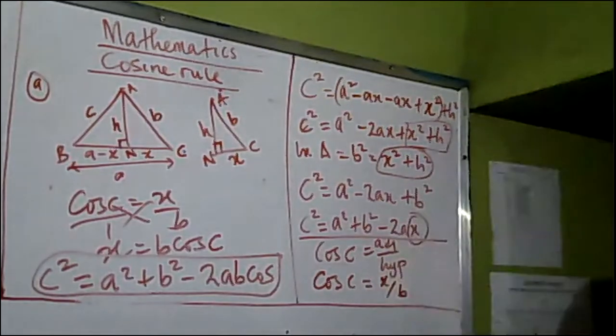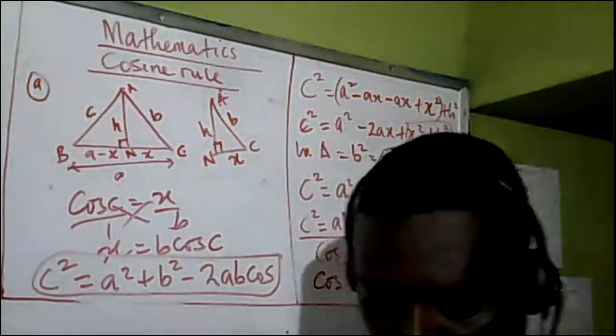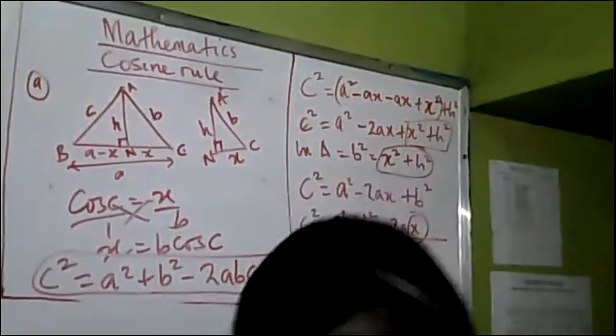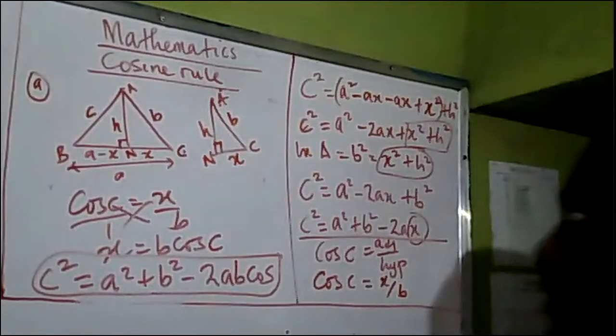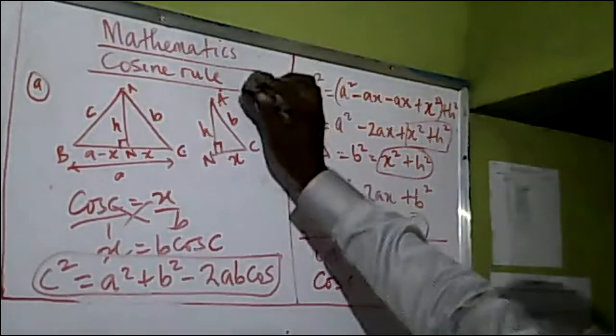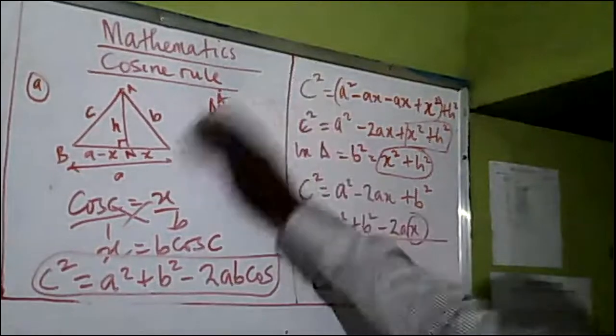We have two triangles there. This is how your cosine formula was derived. Let's use the second diagram to prove it also.